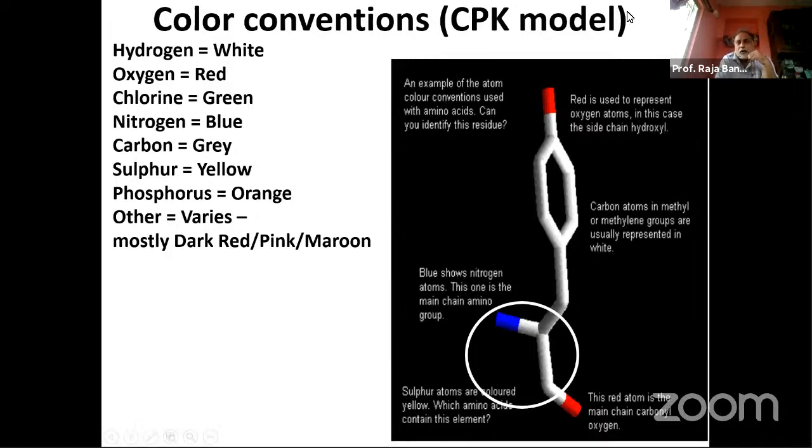So what we find is how to represent these biomolecules. There is a color code. When we are talking about representing a biomolecule, this is called the CPK.